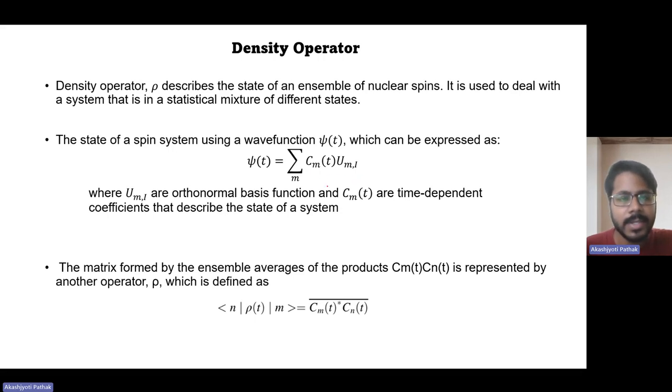So we get the summation over the orthonormal basis functions and the time dependent coefficients. The matrix formed by the ensemble averages of the products cm of t and cn of t is represented by another operator rho, which is defined as rho of t, the average of cm of t times cn of t conjugate.